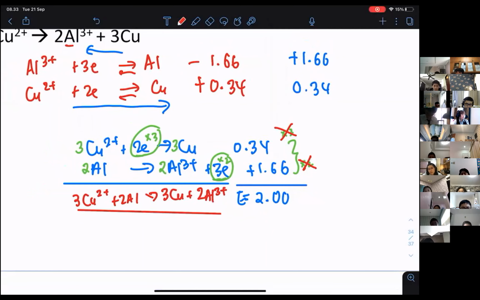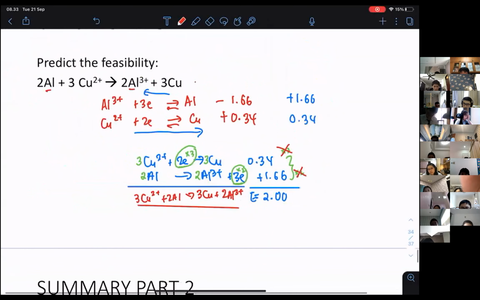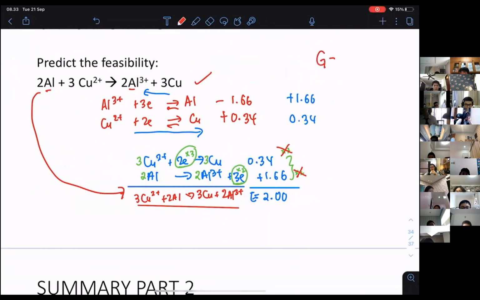Where am I going with this? You see, this one is this. I'm just going with the Gibbs free energy equals to negative nFE. What is this? I need to find out. The number of n is no longer, because you have 2 and 3. So what is the n?